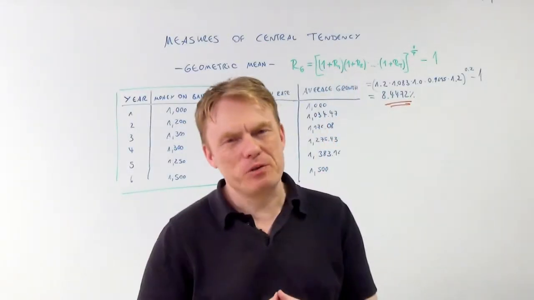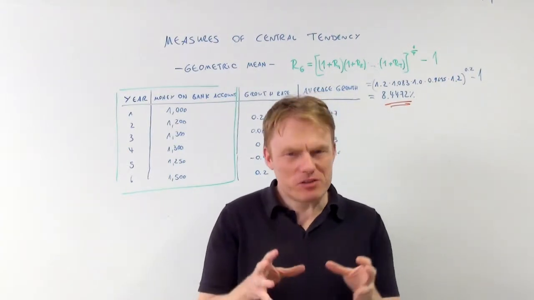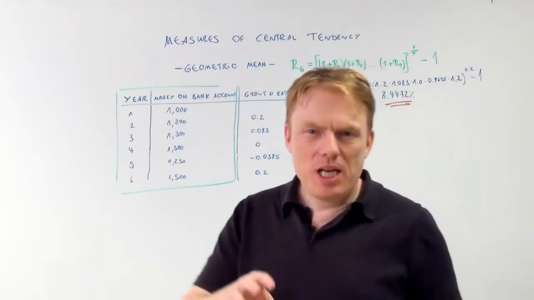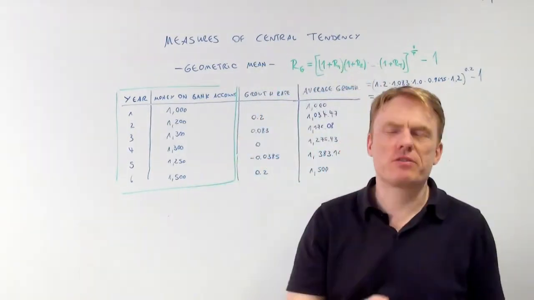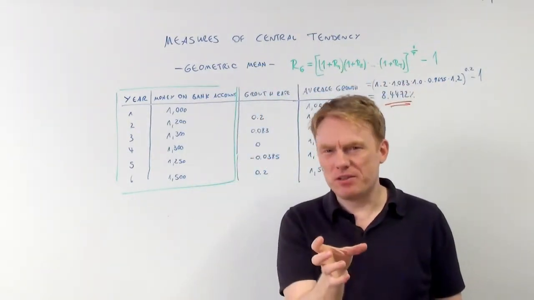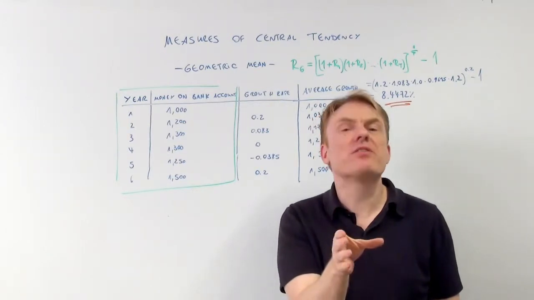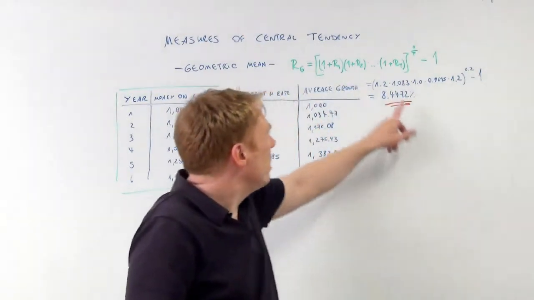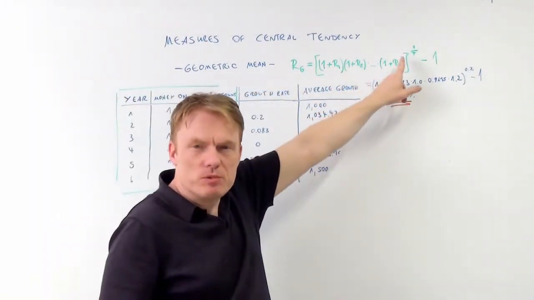Welcome to our next video. We're talking about measures of central tendency. We're talking about the geometric mean. If we have growth rates, we need to calculate the measure of central tendency with the geometric mean. The geometric mean here is the t-th root.